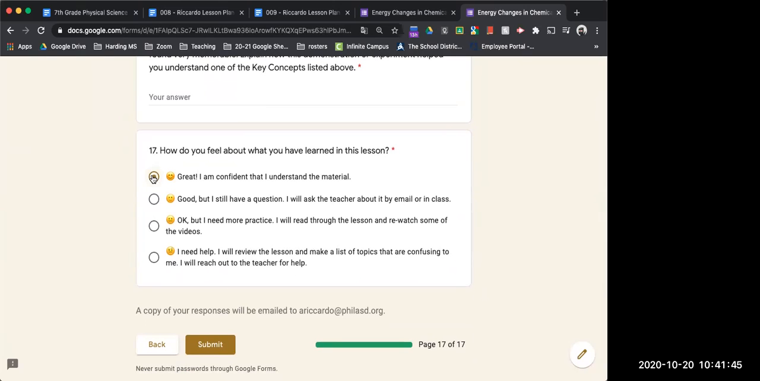I feel great about this one. Exothermic means that it takes little energy to do the reaction, but it gives off a lot in the product. And then endothermic means that it takes a lot of energy to do it, but it gives off a little bit, so it gets kind of colder.